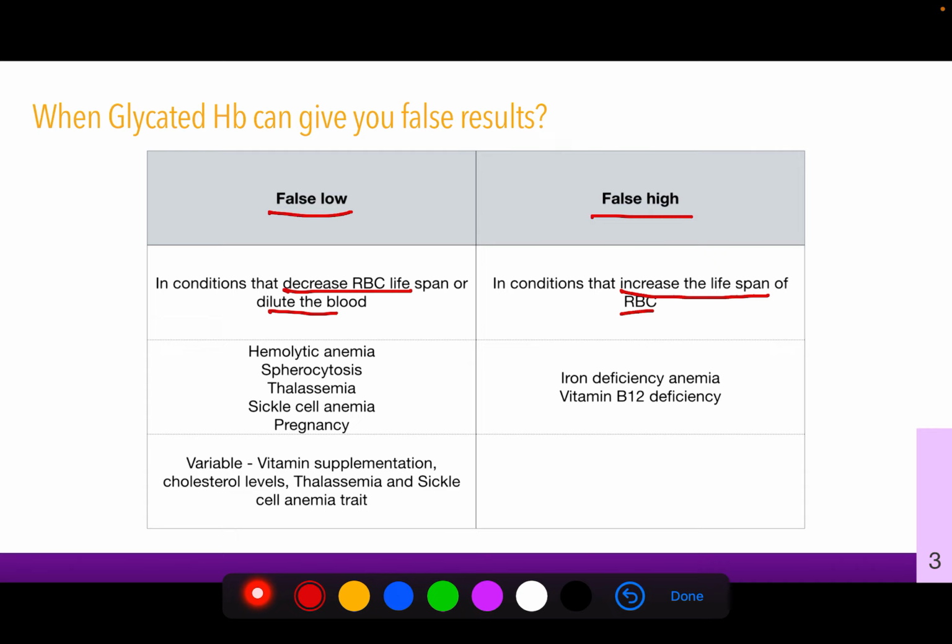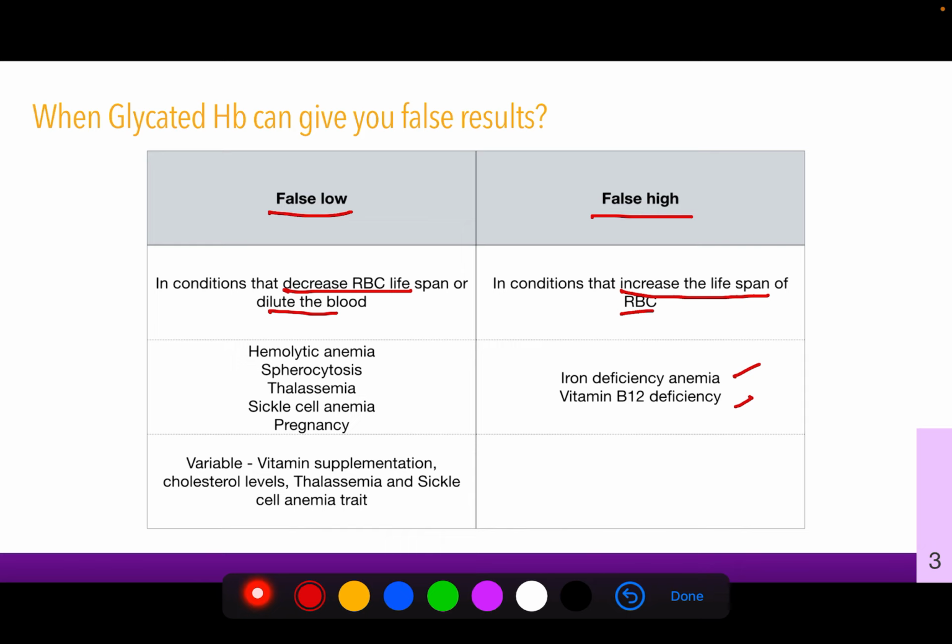In this context, you should remember iron deficiency anemia and B12 deficiency anemia. This is very rampant in India. You might find a diabetic patient anemic as well. Anemia is very common in India. So what you should do in that case is first treat the anemia, get the hemoglobin to a normal level, and then you will be able to correlate glycated hemoglobin levels with the sugar control.